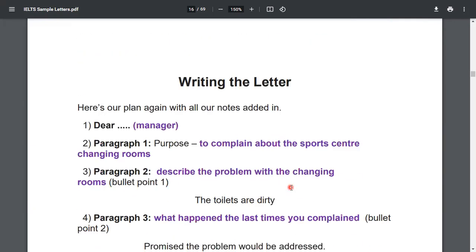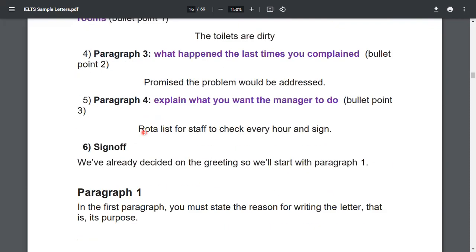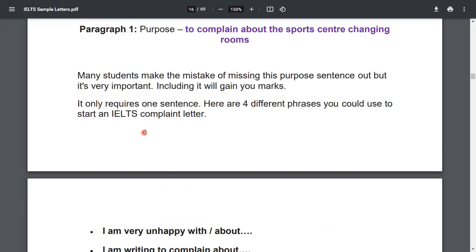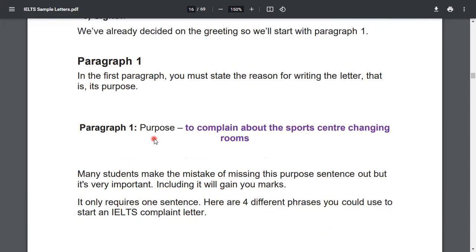Now it's time to actually start writing. As you can see, even in paragraph 1, I've already thought about the purpose sentence. I'm going to complain about the sports center changing room, for example. Before I move to paragraph 1, because it's a complaint letter, we have a specific way to start any complaint letter.